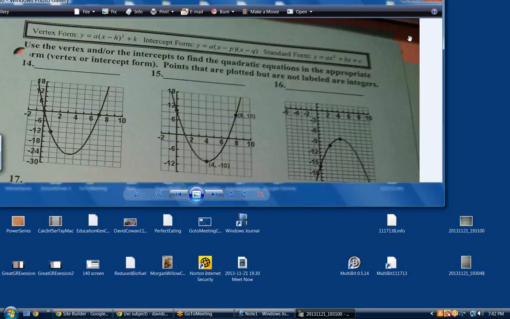So what is the appropriate form for number 14? Vertex or intercept?